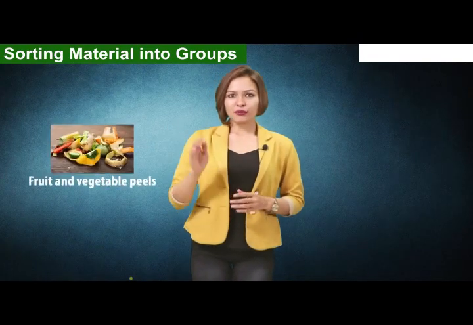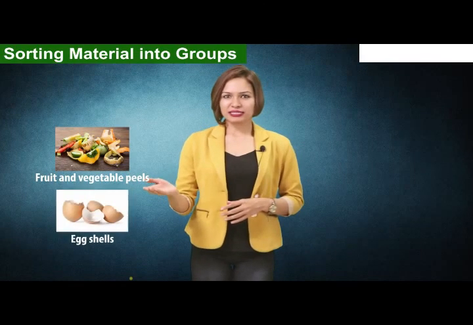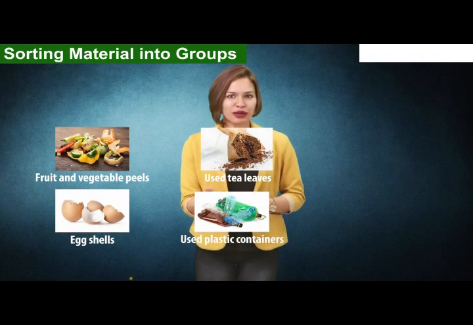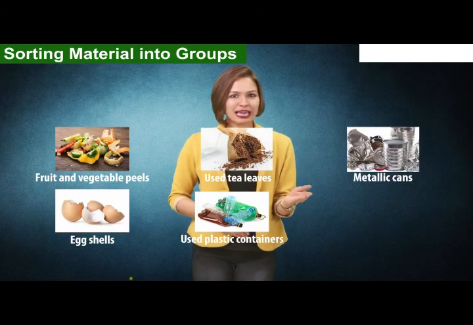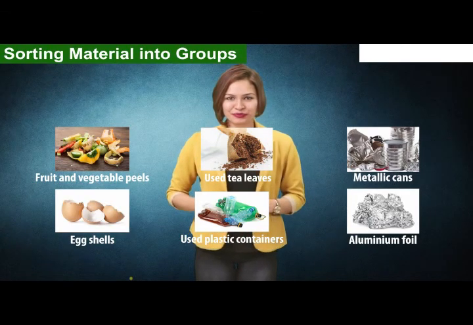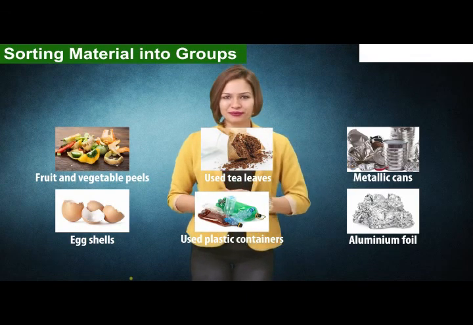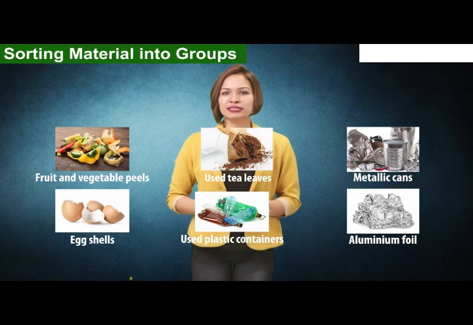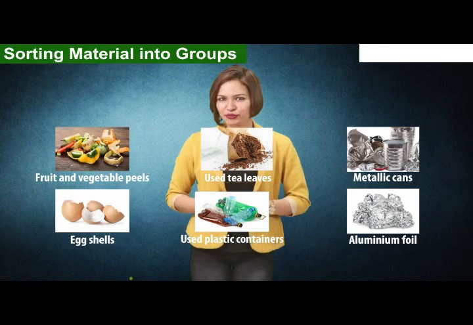So, here we have fruit and vegetable peels, eggshells, used tea leaves, used plastic containers, metallic cans, aluminium foil. Now just carefully observe these items for a moment. Now, the question is, will you be able to sort these items in different groups?